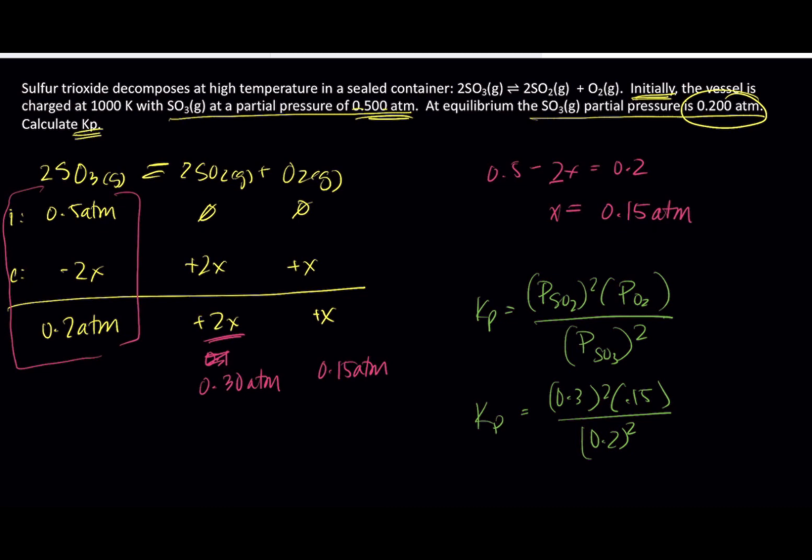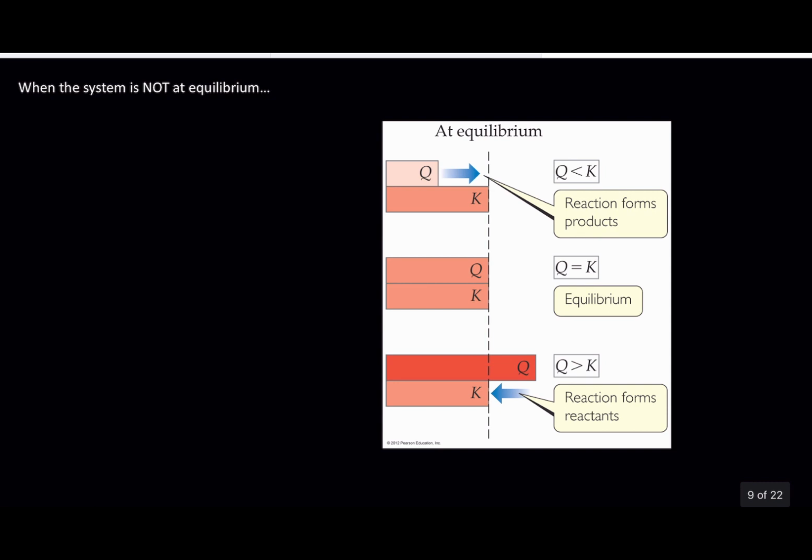Yes? All right. So, what happens if the system is not at equilibrium, right? And this is where Q comes in, where Q is our reaction quotient.